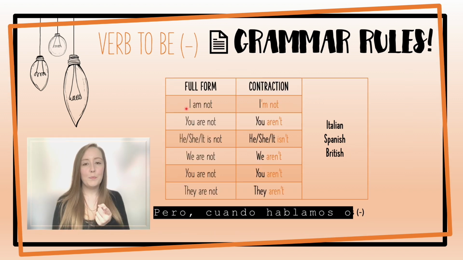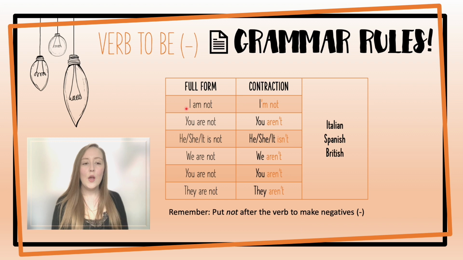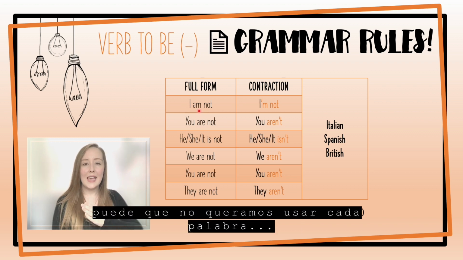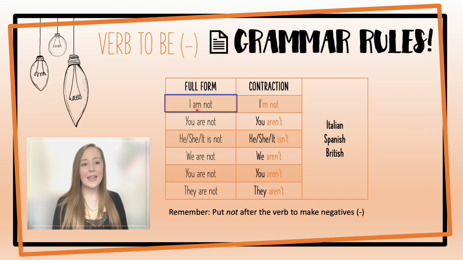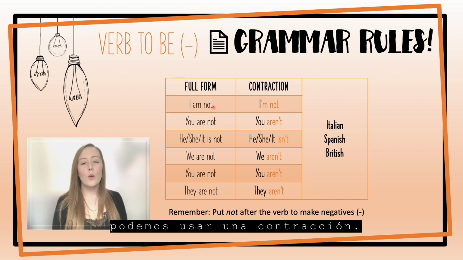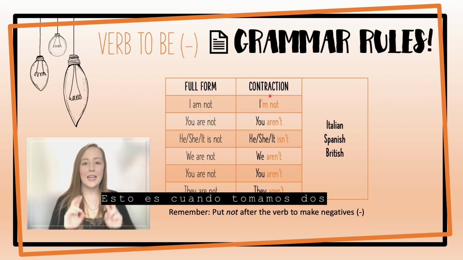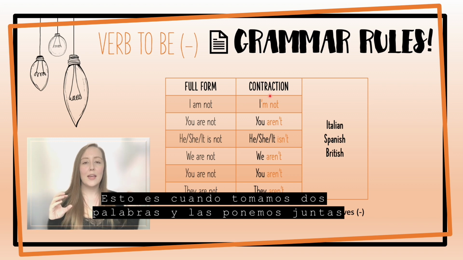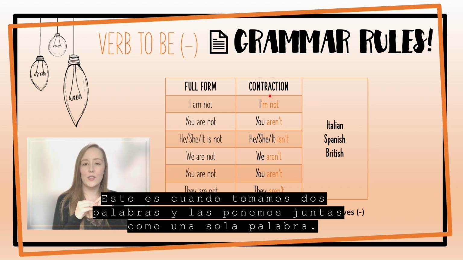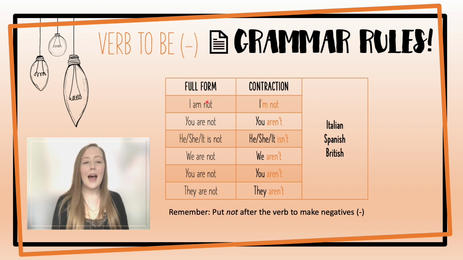But when we speak or we write, we may not want to use every word. I am not. We may want to use a contraction. This is when we take two words and we put them together as one word. Let's take a look. I am not. As a contraction, you can say, I'm not. I'm not Italian. I'm not Spanish. I'm not British.